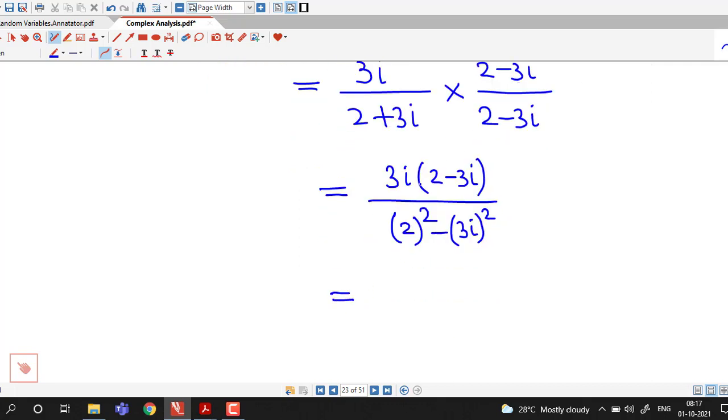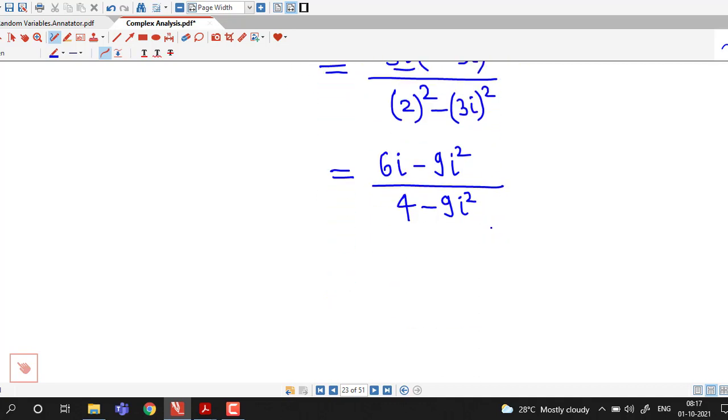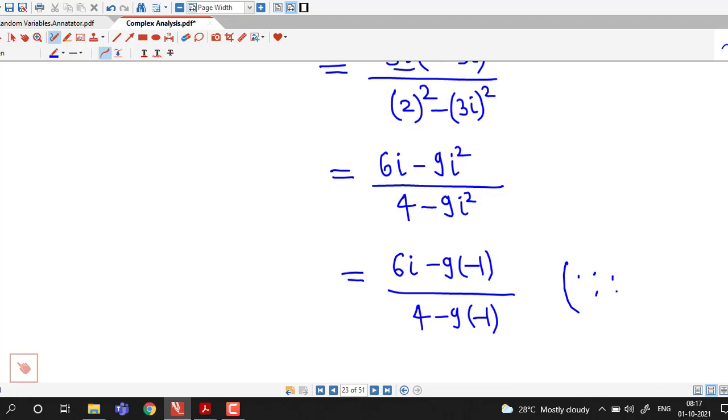Now we multiply 3i with 2 minus 3i. So we have 3i into 2, which is 6i, minus 3i into 3i, that is 9 times i square. And in the denominator we have 4 minus 9 times i square. Square of 3i means square of 3 into square of i. Now we know that i square is minus 1, so we replace i square by minus 1, and here we have 4 minus 9 into minus 1, and we have used the fact that i square is negative 1.